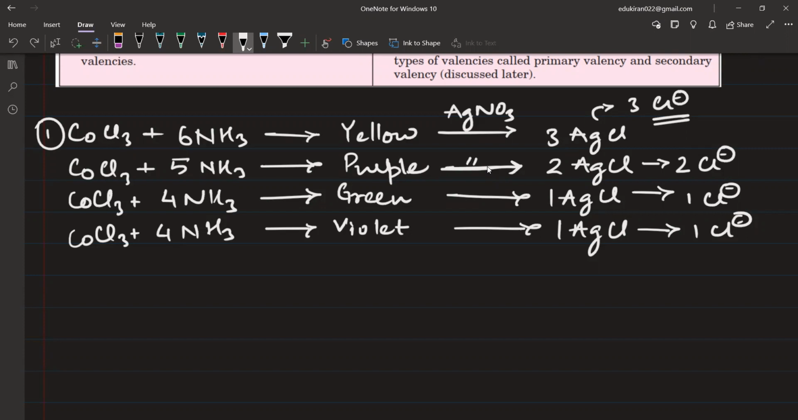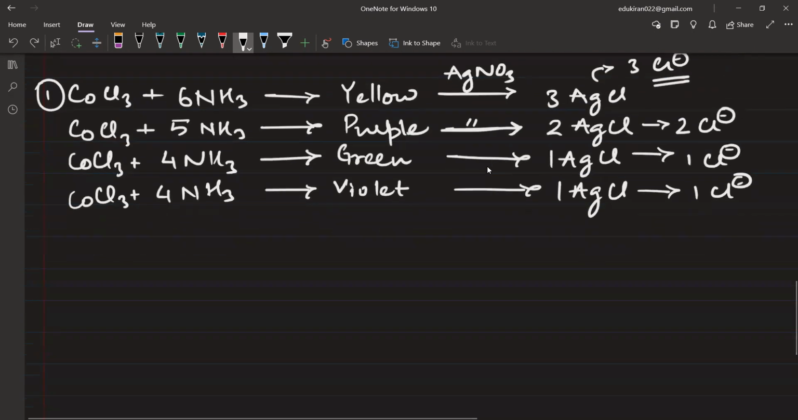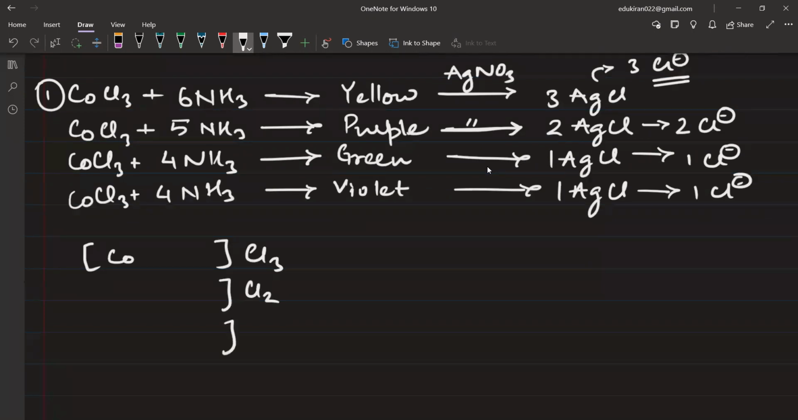He said, okay, that means I can categorize a few more things. He said that the first compound, which was yellow in color, would have a formula something like this: cobalt and NH3, and there will be 3 Cl outside. In the second, there will be 2 independent chlorines. There will be 1 chlorine in the fourth one and 1 chlorine in the fifth one. So he predicted this will be the formula.